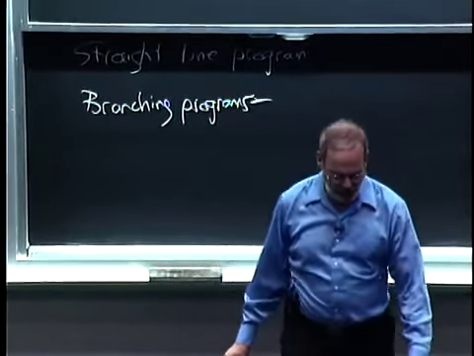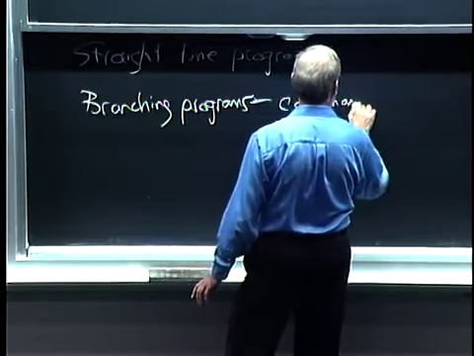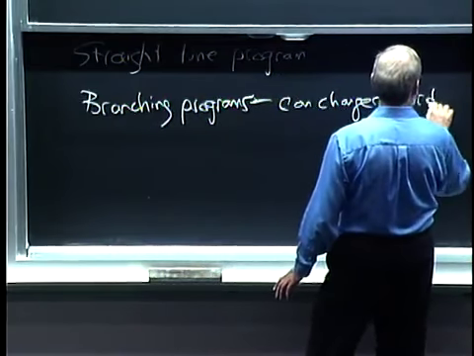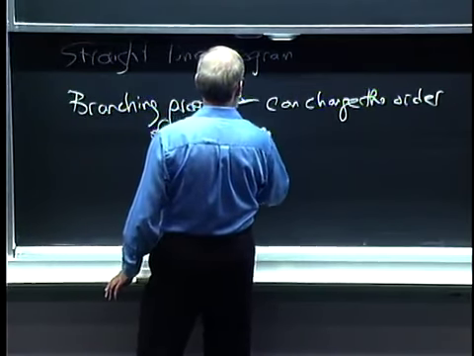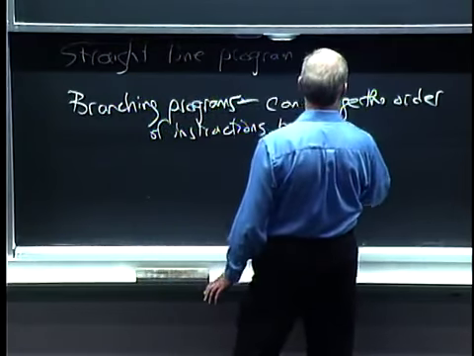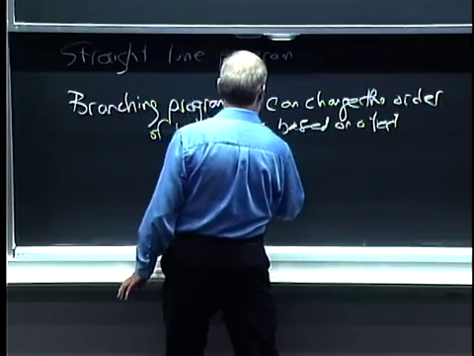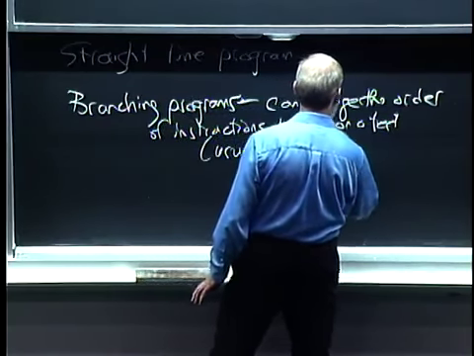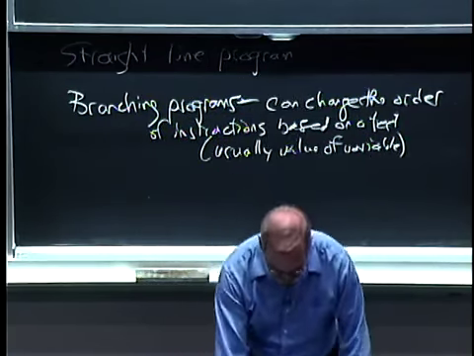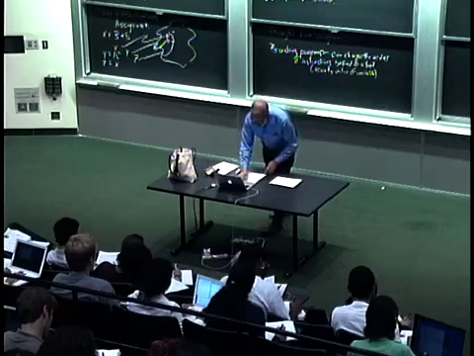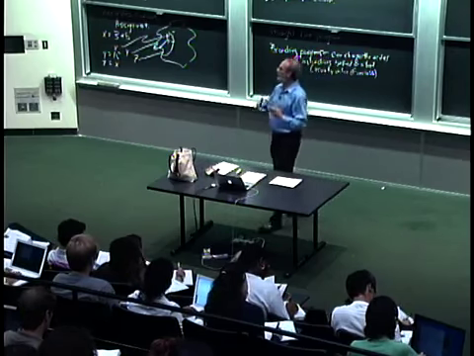What I mean by that is a branching program is something that can change the order of instructions based on some test. And that test is usually a value of a variable. And these get a whole lot more interesting. So let's look at a little example, and this is going to allow us to introduce the syntax as well as what we want to have as the flow of control inside of here.